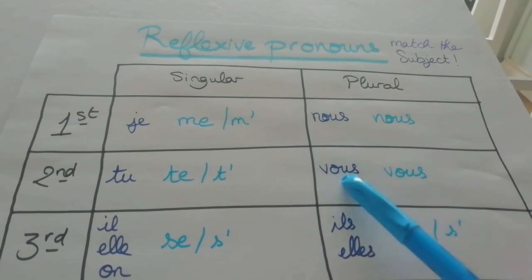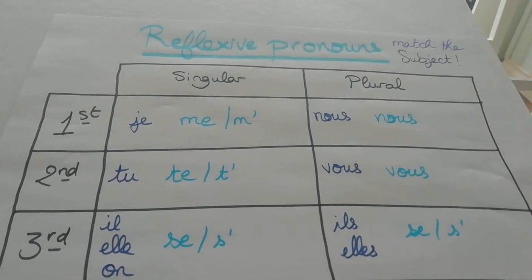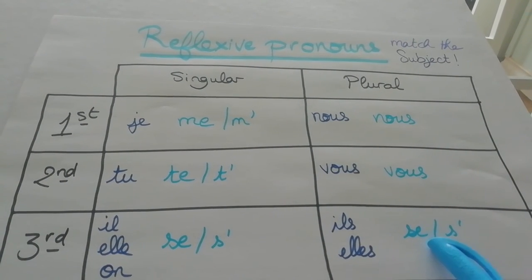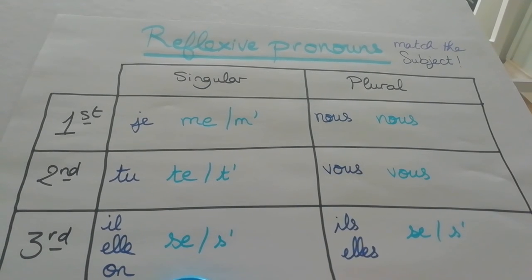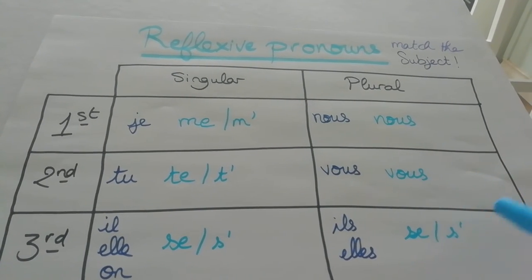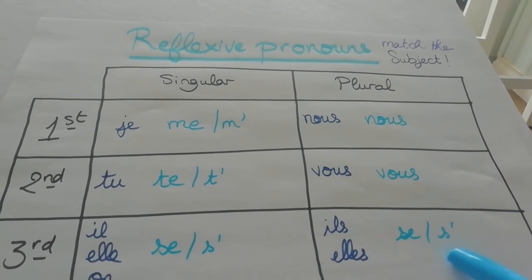Then we have nous, nous, and vous, vous, which are really nice because you just repeat the same thing. So the subject and reflexive pronouns are the same. And then il and elle plural use the same reflexive pronoun as for il, elle, and on singular. So it's quite handy in a way because you have nous, nous, and vous, vous. You just basically stammer. And then the third person share one unique reflexive pronoun.